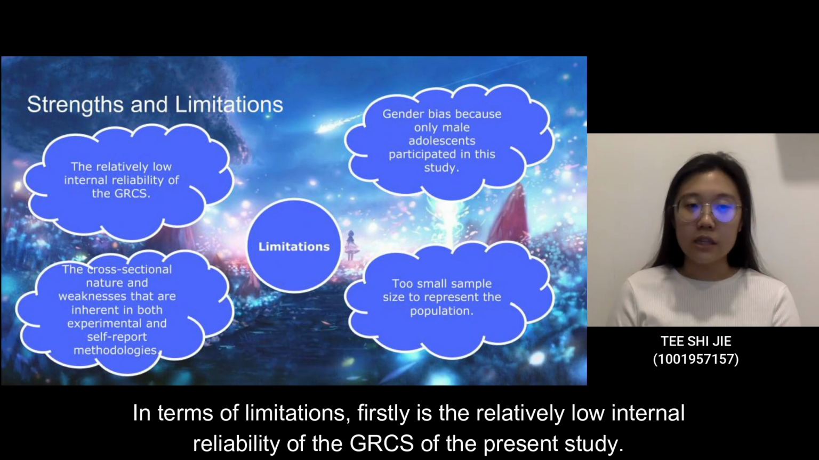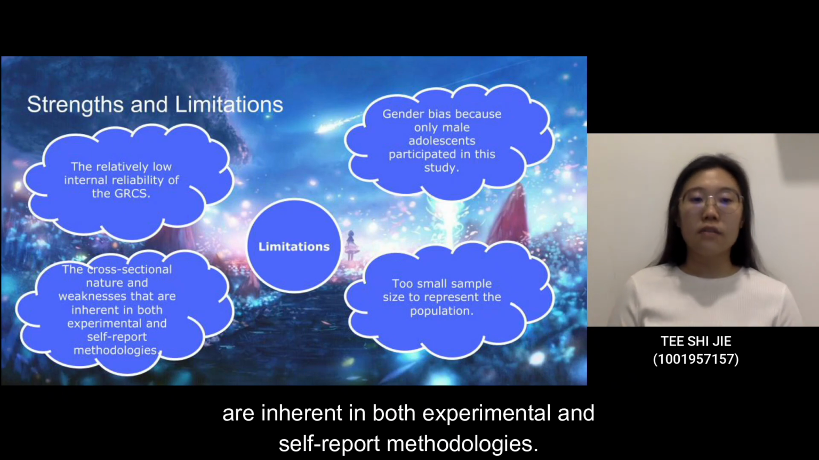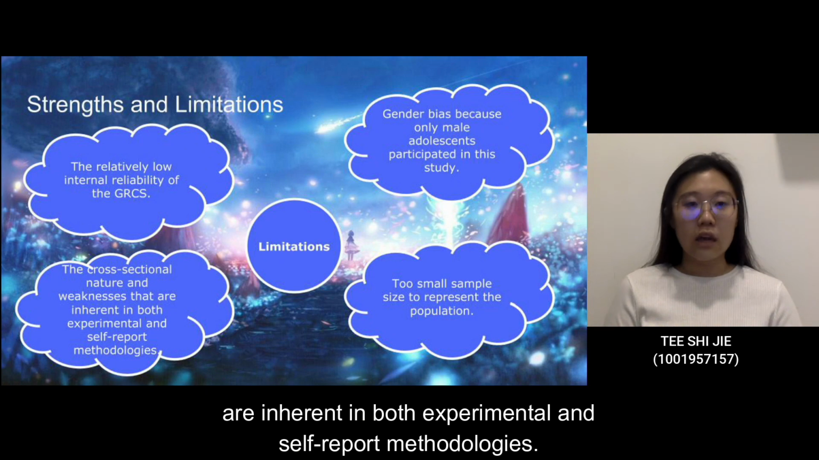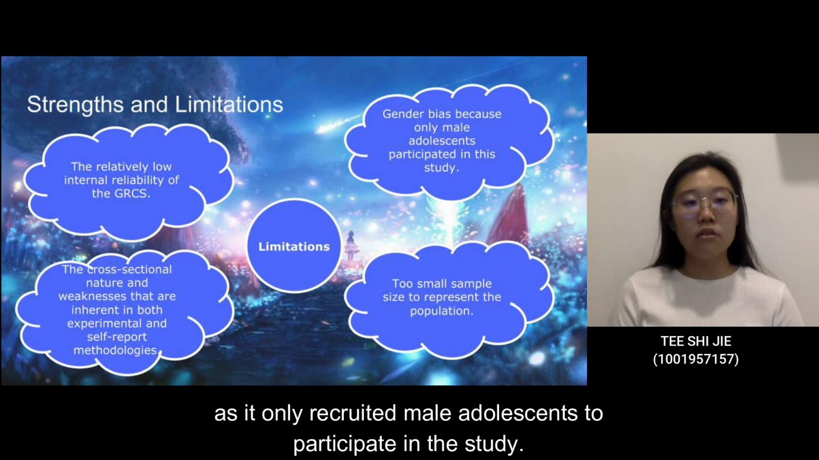In terms of limitations, firstly is the relatively low internal reliability of the GRCS in the present study. The second limitation of this study is the cross-sectional nature and also the weaknesses that are inherent in both experimental and self-report methodologies. The third limitation is gender bias, where the results cannot be generalized to all adolescents, as it only recruited male adolescents to participate in the study.